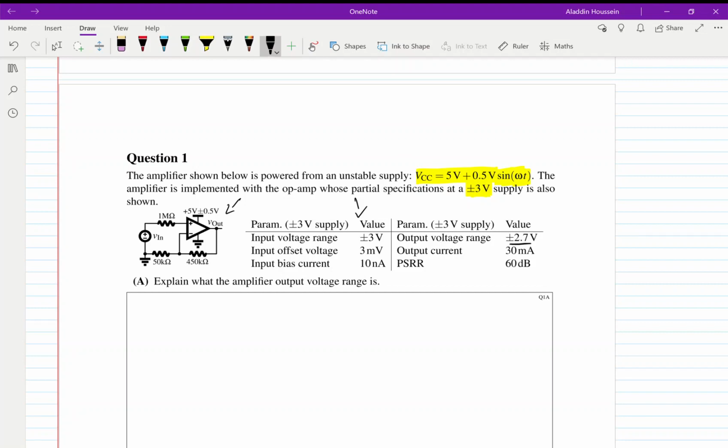So we need to figure out how we're going to translate this specific piece of information, because this question here is asking us, what is the amplifier output voltage range? Output voltage range, we need to translate this, which is in a plus minus 3 volt range, to the plus 5 plus 0.5 volts to this ground, right?